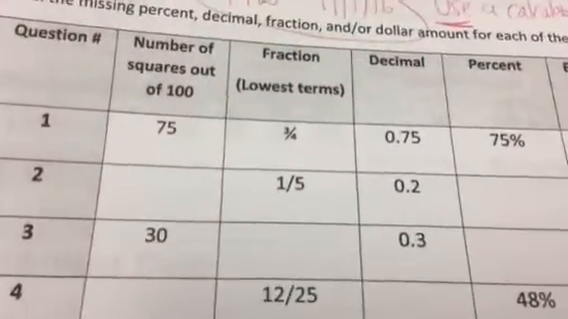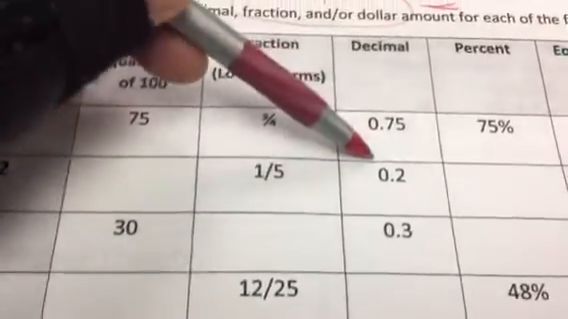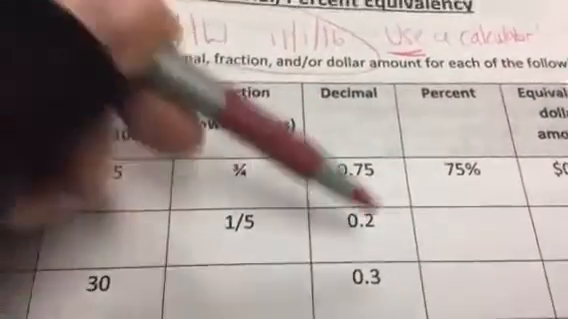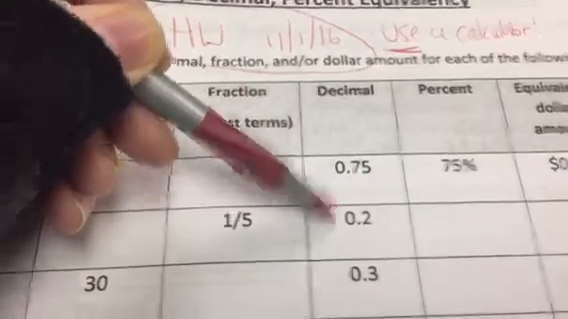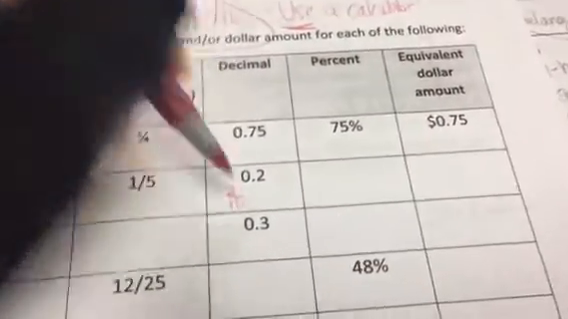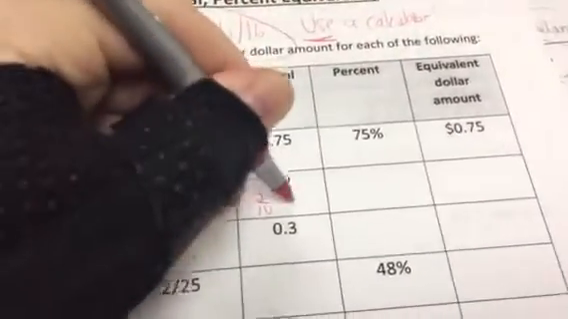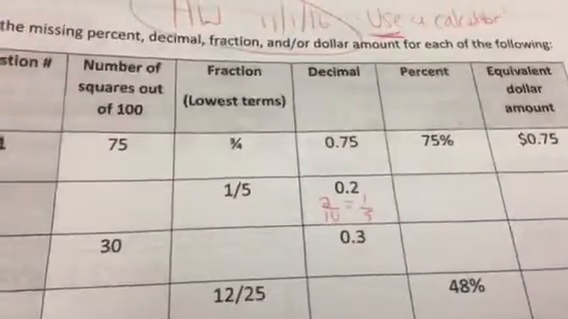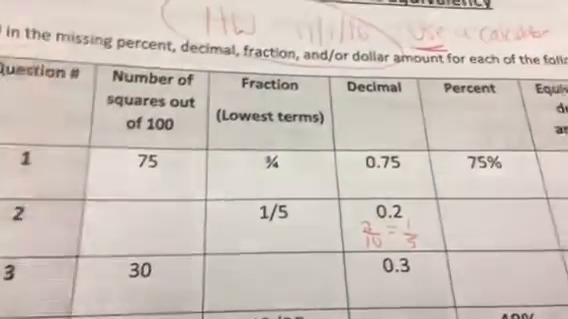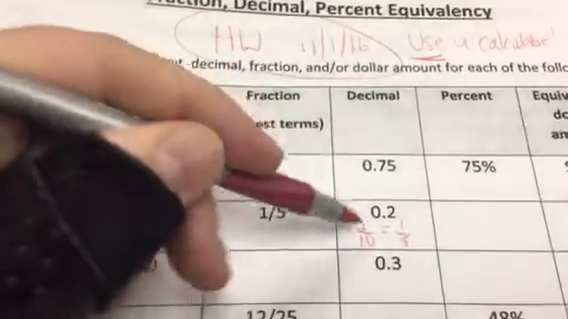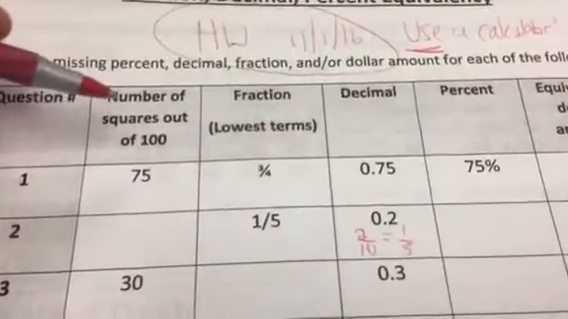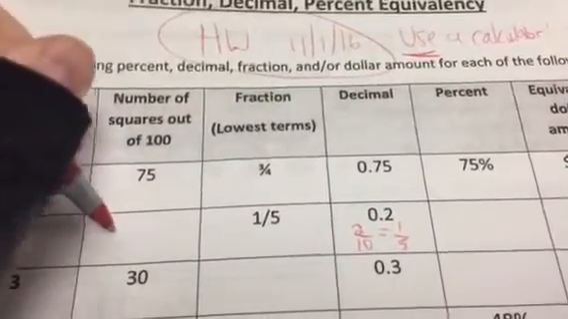So I'll help you out with number 2. We're given a fraction and a decimal. These are equivalent to each other. 1/5 is equivalent to 2/10. And if you don't remember, that would be 2/10, which is equal to 1/5. So those are equivalent to each other. So let's think about what this would be out of 100. If I have 2 out of 10, that's equivalent to 20 out of 100.